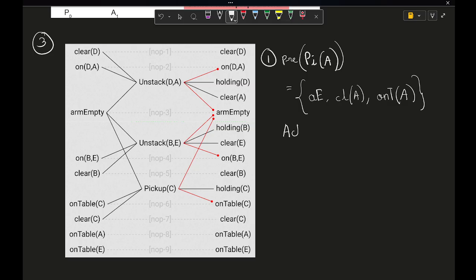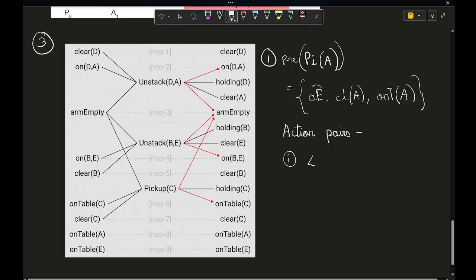So, action pairs. For the first one, arm empty is an effect of these two. Clear A, and these two, and these two. Oh wait, and these two, right? So action pairs, if I'm writing them, there would be 3 pairs, no? That's just for arm empty.